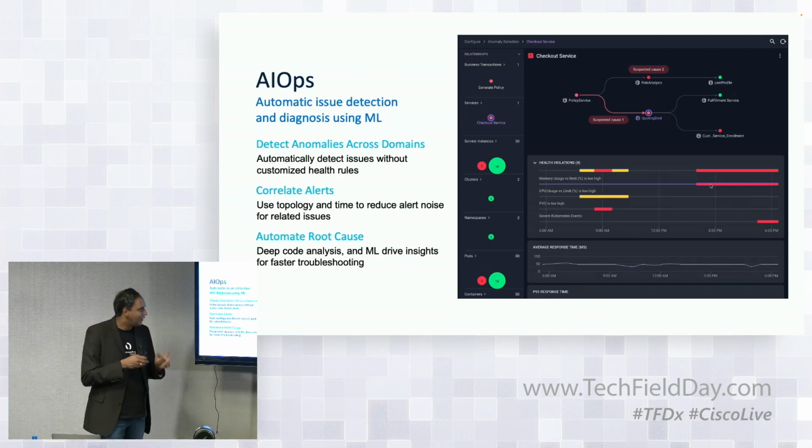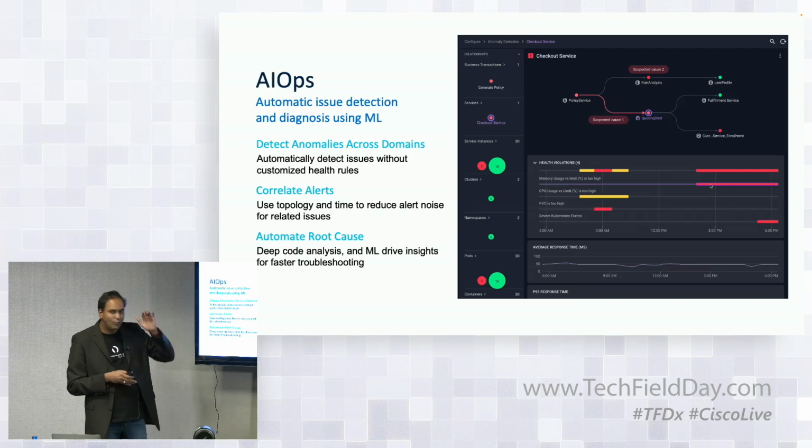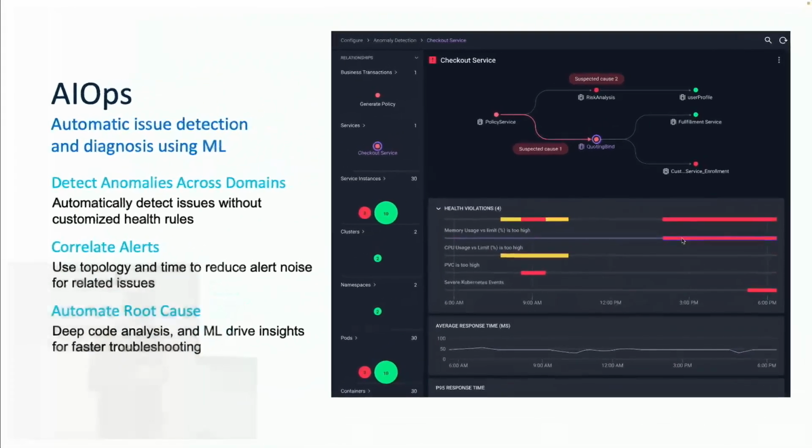So if you take a look at the picture on the right, you still have the context of where you are in the stack, right? In this particular case, we can see that the business transaction has an issue based on the fact that there are service and service instances. It shows you the actual service and delivers a couple of suspected causes. And in that time frame, you can actually focus on which of the areas are getting impacted, whether it is CPU usage, whether it is events, whether it is PVC, and so on and so forth.